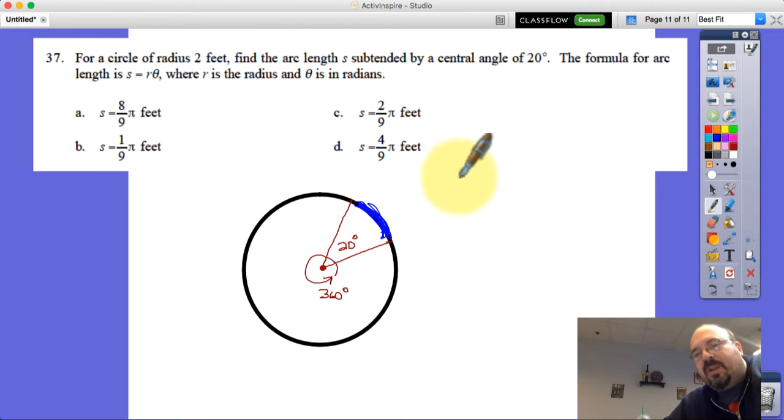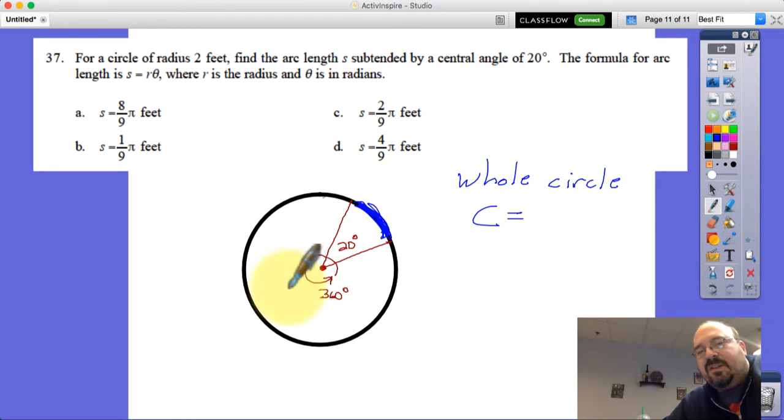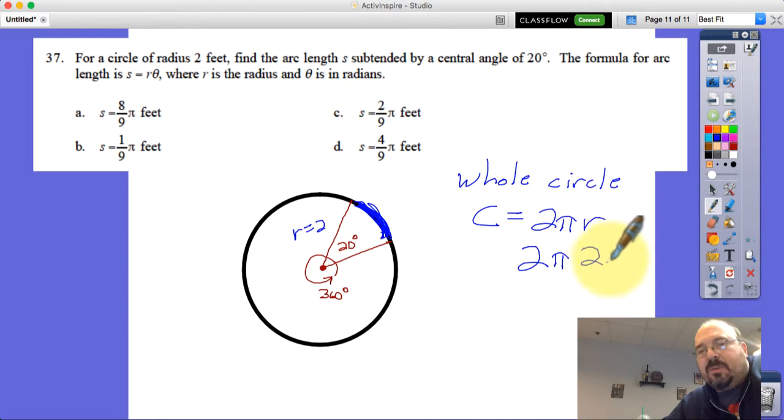So what you have to remember, if you want the whole circle, the circumference, the distance around, is 2 pi r. In our example, r is 2 feet. So this is 2 feet long here. So the whole circle would have a circumference of 2 times pi times r, which is 2, or 4 pi. 2 times 2 is 4 pi. That's the whole circle. Now we don't have the whole circle, we have part of the circle.